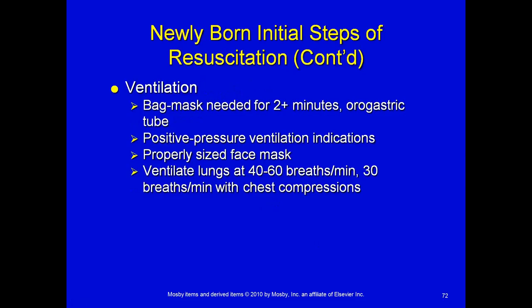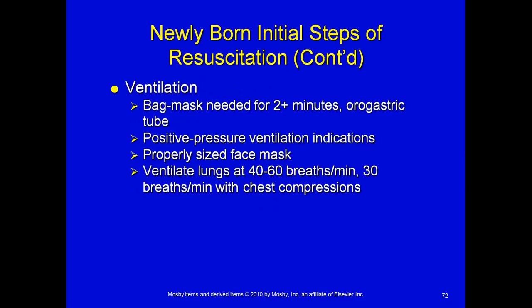if they're in full cardiac arrest, the thing to keep in mind is that we don't give them one breath every 3 to 4 seconds like we do an infant in cardiac arrest, because their ventilatory demands are so high, we give them 30 breaths a minute. So we do one breath every 2 seconds.